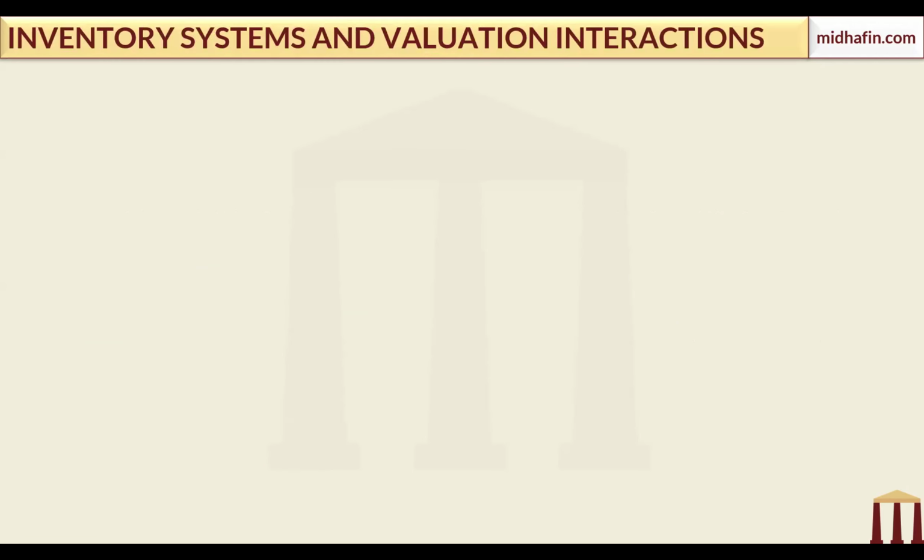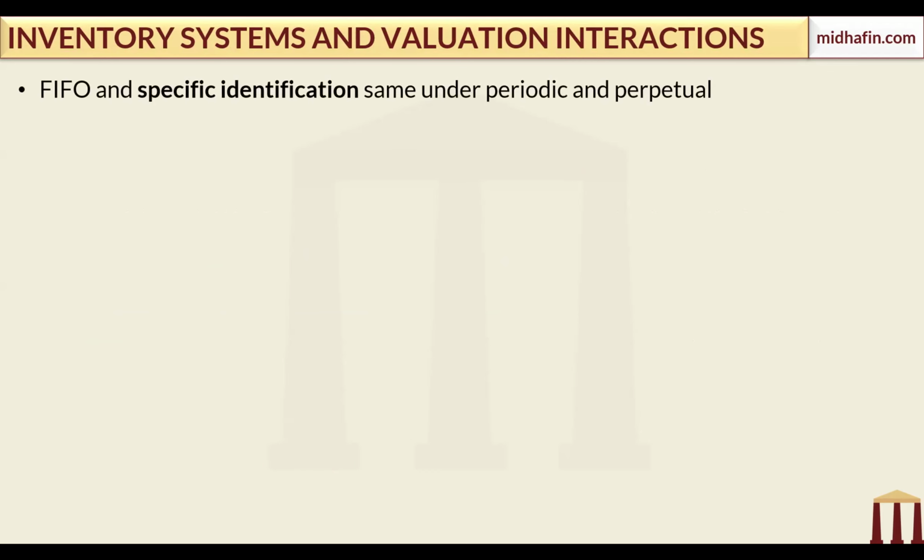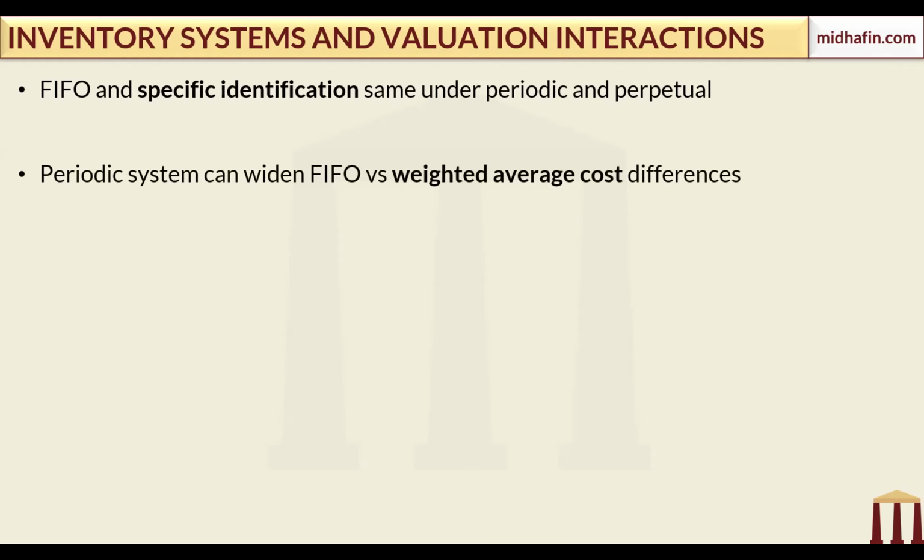Okay, now let's just try and connect the systems with the methods. We have the perpetual and periodic systems, and then we have the LIFO method, FIFO method, all those things. So FIFO and specific identification will actually be the same under both the perpetual method as well as the periodic method. A periodic system can widen FIFO versus weighted average cost differences.